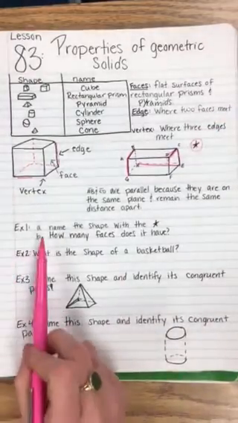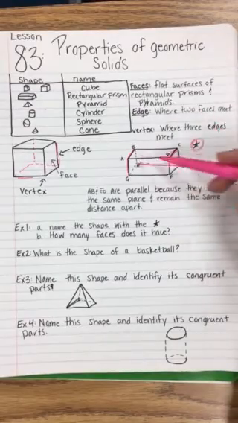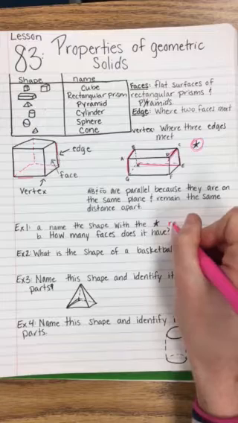Example 1A. Name the shape with the star, this shape right here. What shape is this? It is a rectangular prism.